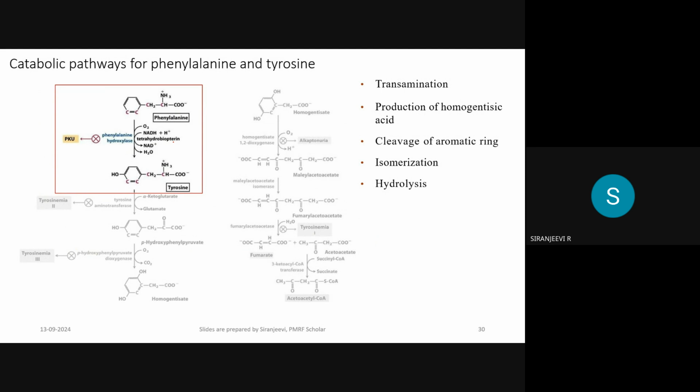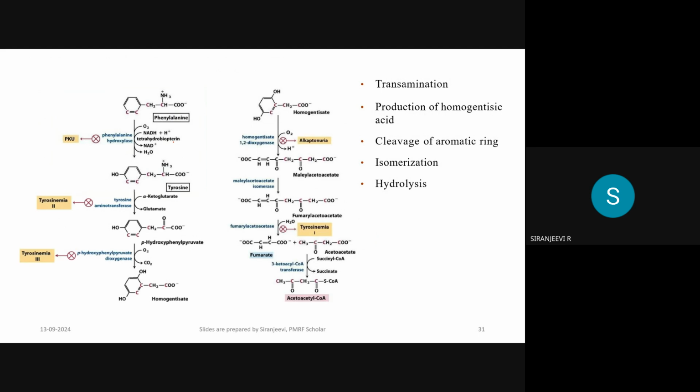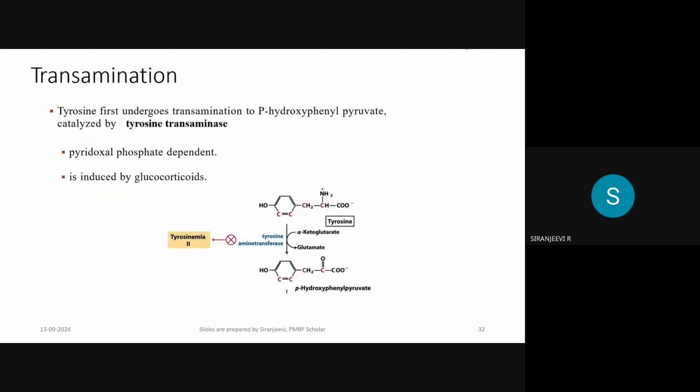We are going to see the other set of reactions, how phenylalanine or tyrosine can be converted to acetoacetyl CoA or fumarate. The first is a transamination reaction, where tyrosine will be converted to para-hydroxyphenylpyruvate. Here the enzyme tyrosine aminotransferase helps.